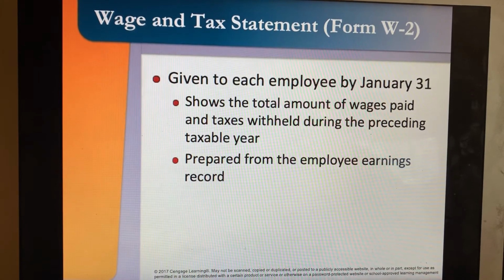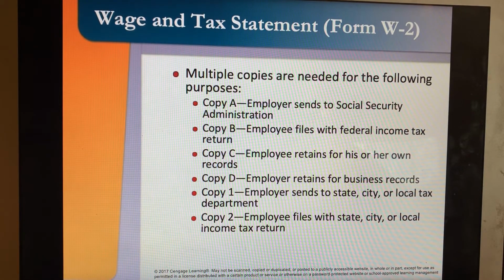Wage and tax statements, Form W-2, given to each employee by January 31, shows the total amount of wages paid and taxes withheld during the preceding taxable year, prepared from the employee earnings record. Multiple copies are needed for the following purposes. Copy A, employer sends to Social Security Administration. B, employee files with federal income tax return. Copy C, employer retains for his or her own records. D, employer retains for business records.